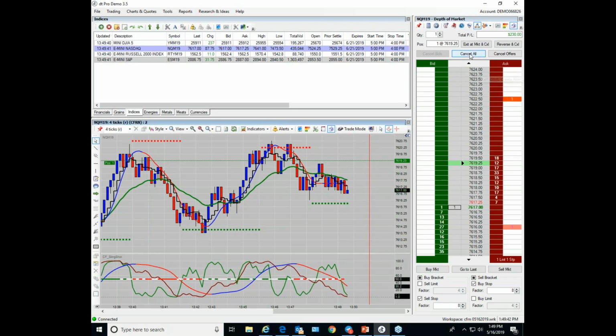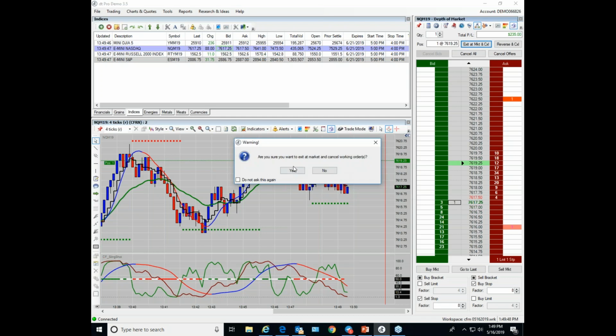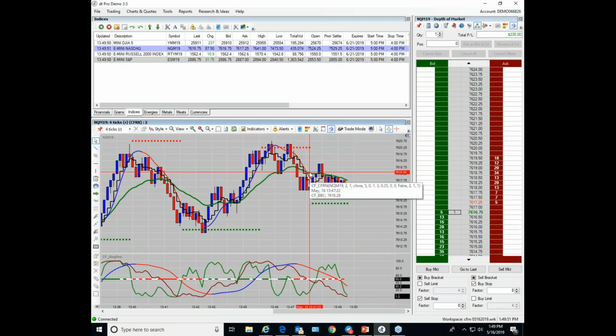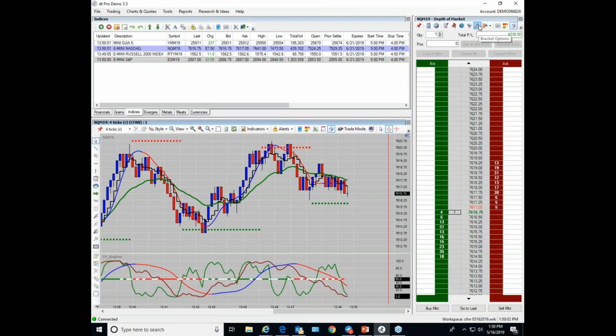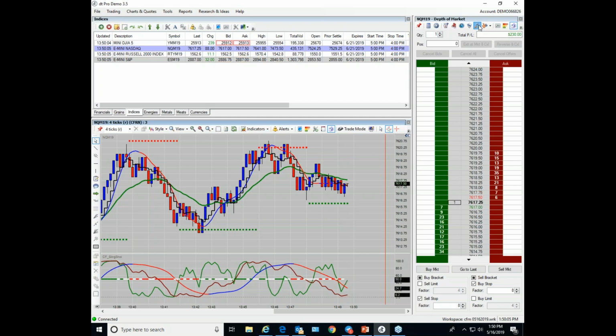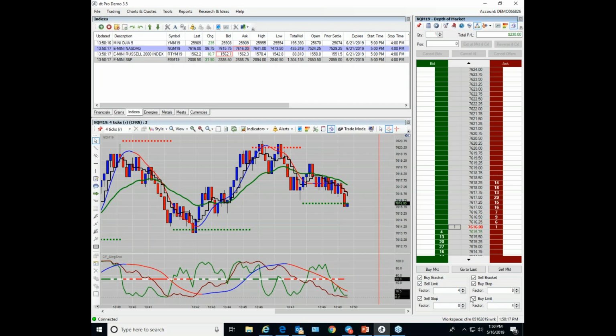So here's a possible solution. By the way, if there's ever a time where you just want to get out of the thing right away, exit at market and cancel. That's it. That gets rid of everything, both orders, and it gets you out of the position. But here's what you could do, Brett. As I said in the DOM here, you hit this bracket option. Not only could you put your stop losses in, buy stop and sell stop, but you can also check the sell limit and buy limit. The sell limit and buy limit are your targets.